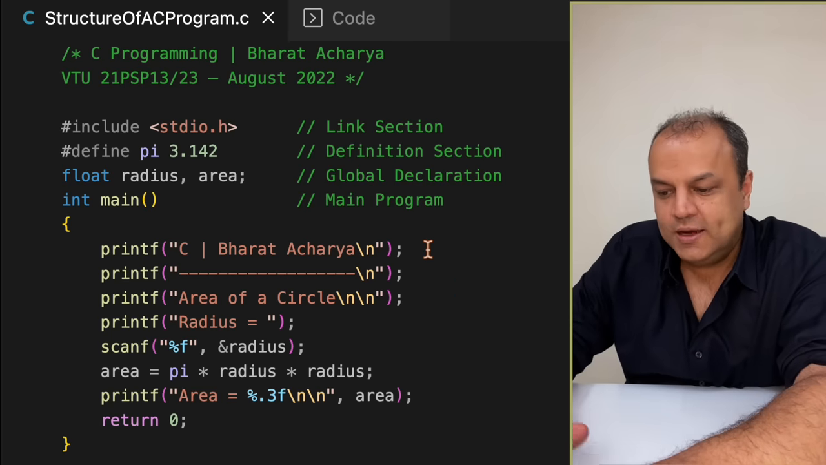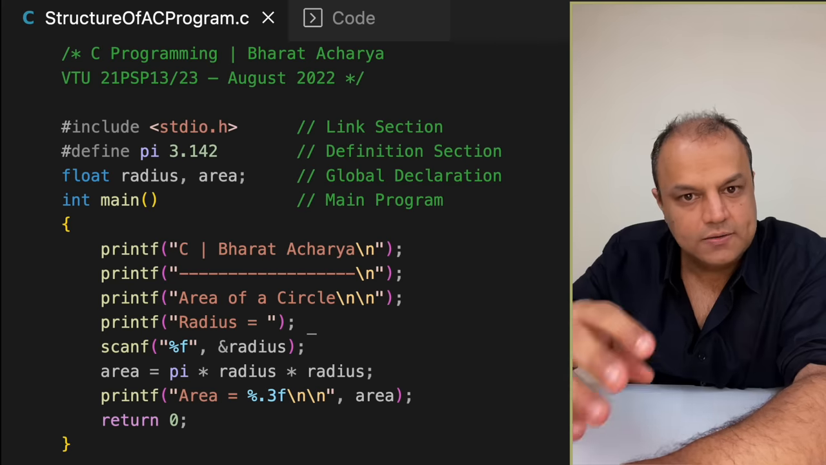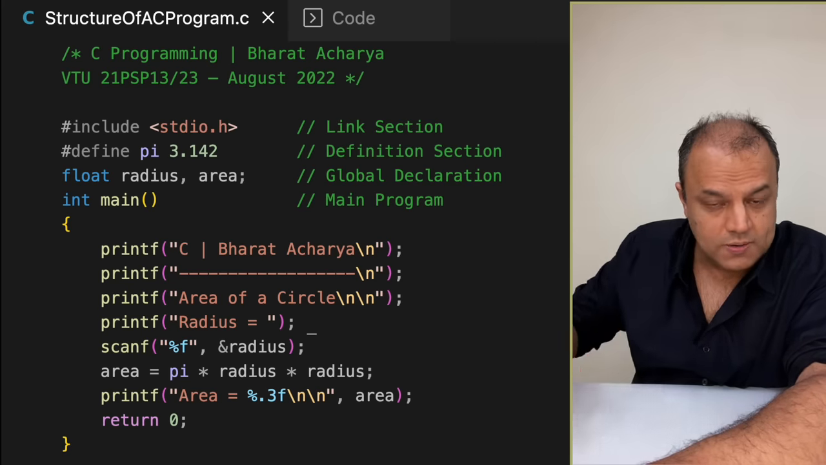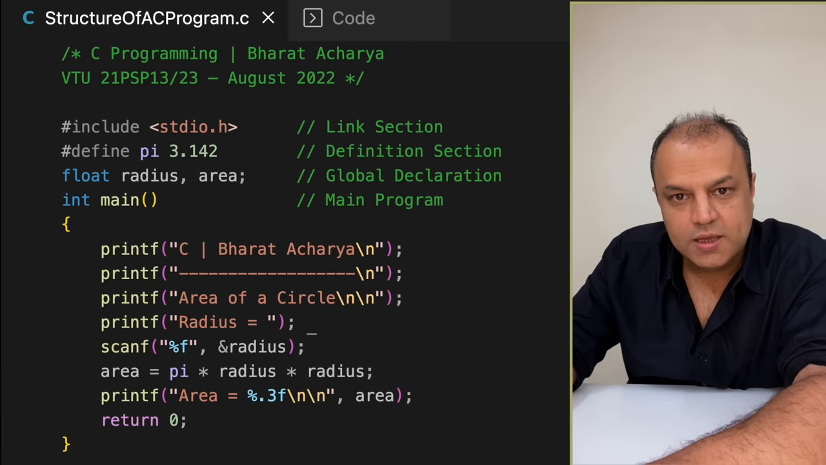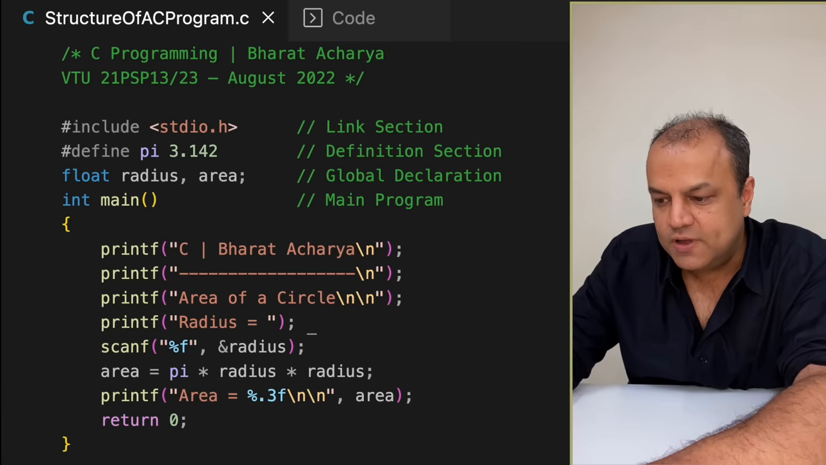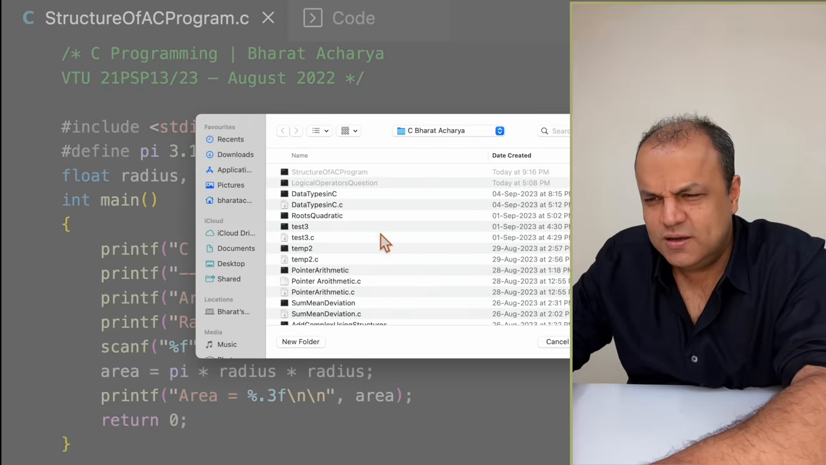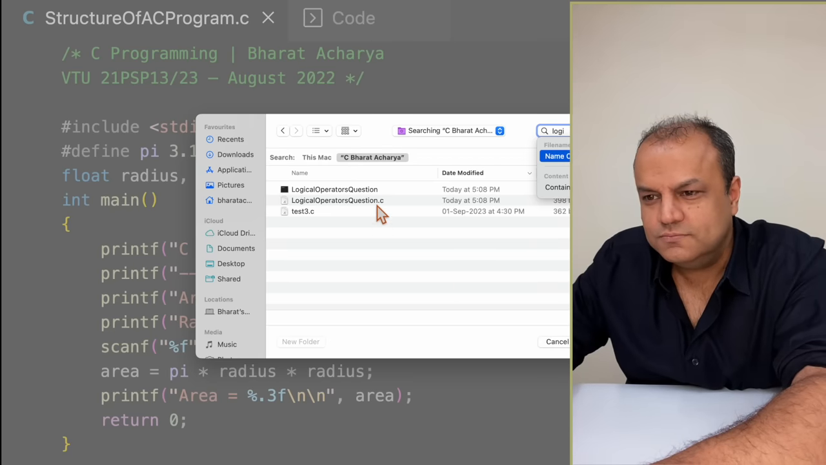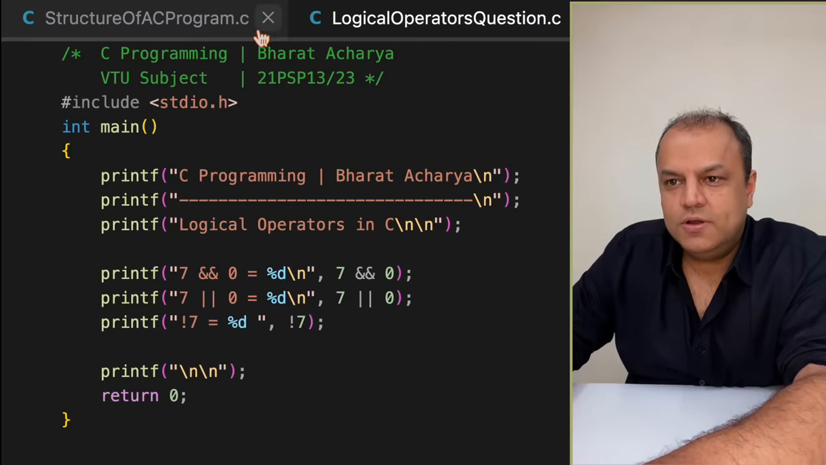Now, I don't want to sit and type that question because then it'll be spending too much time. When I teach the programming subject in all my 30 videos, every program I've typed, because there you're dealing with one program in a whole lecture. Here, because there's so much, I've already pre-typed and kept it so that we save each other's time. The one that we are looking at is logic operations. So there you go.